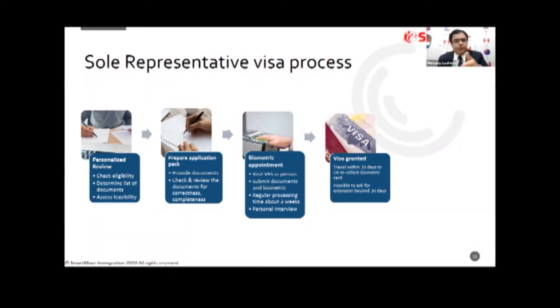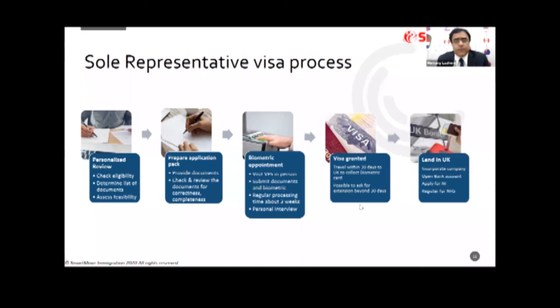So what it does is you can work this in phases. So your main applicant goes in on the sole representative visa. The others come in on the work permit, which is the tier 2 general or the tier 2 intra-company transfer, whichever criteria works for it.